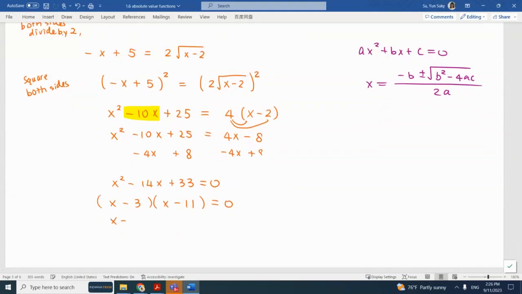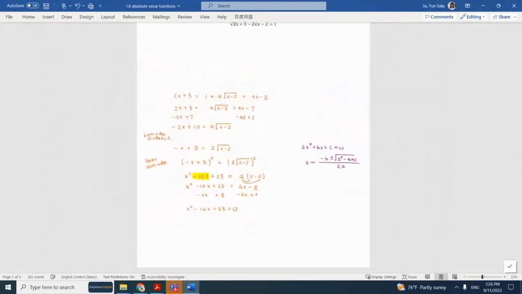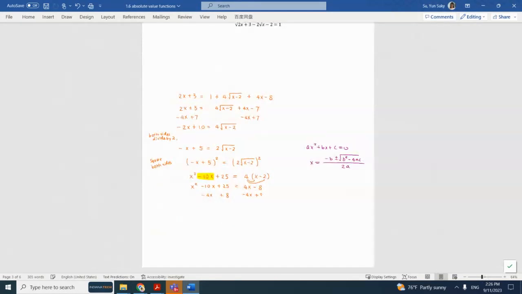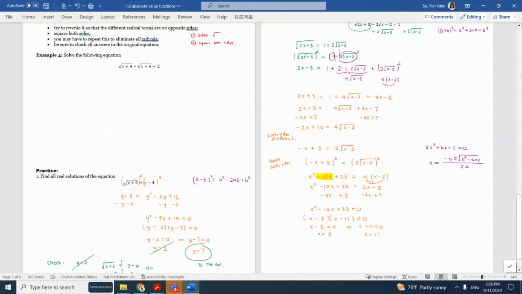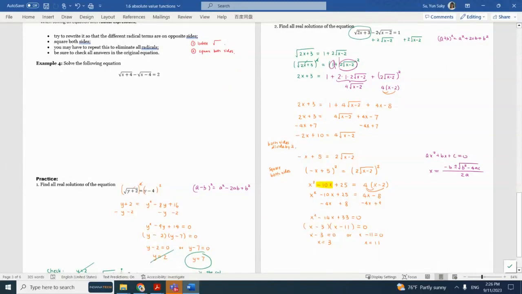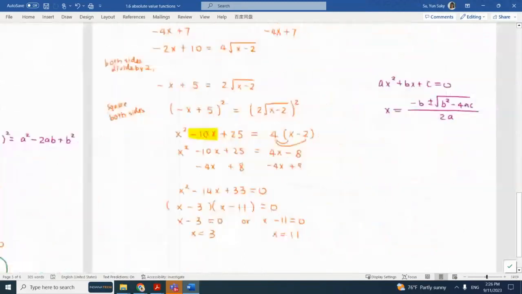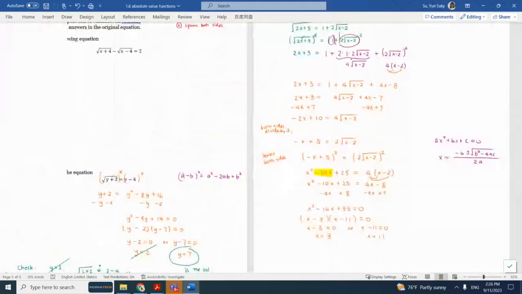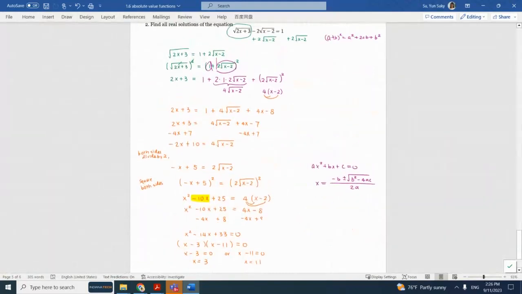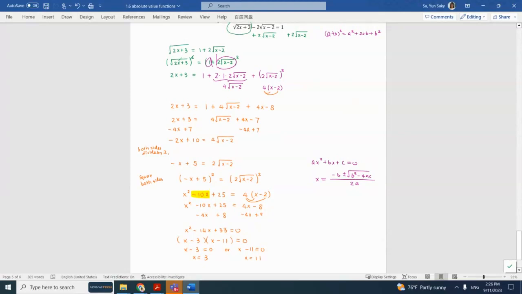Okay. Now we have x minus 3 is 0 or x minus 11 is 0. What's x? Yes. We get two numbers. Are we done? No. So we're not done yet. We need to check our work. Yeah, see, our problem's getting harder and harder.